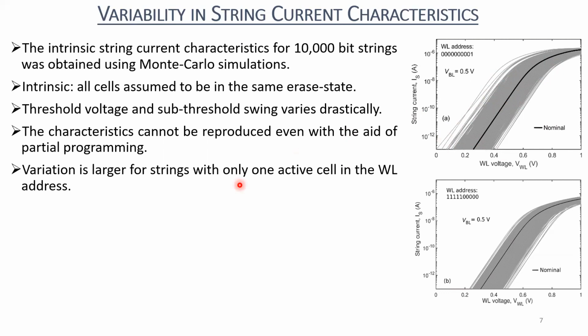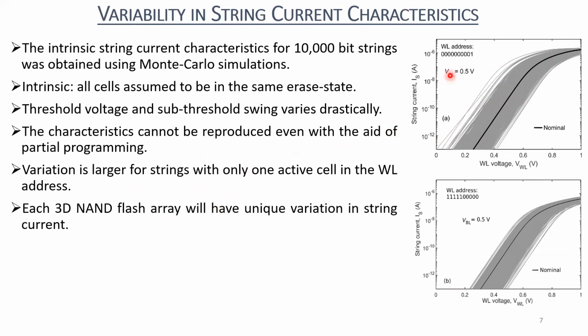That is one advantage. Then, as I told, that variation is larger for a string with only one active cell, when we are probing only one cell. So that is another observation. So for different addresses, you have different distributions. And this is for one 3D NAND flash array. If you take two different 3D NAND flash arrays, you'll definitely get different distributions, even for the same word line address, because of the device to device variations.